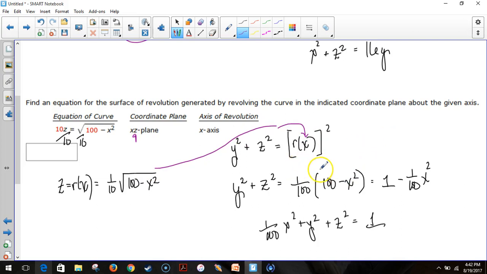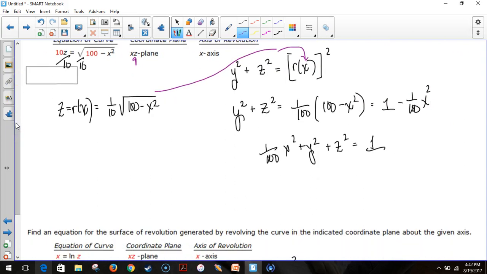So I have 100 times the quantity 100 minus x squared, distribute, and I'll have y squared plus z squared equal to a 1 minus 1 over 100 x squared. We can clean it up, add the x squared over to the other side. You can also multiply everybody by 100. Either one is fine. One more.